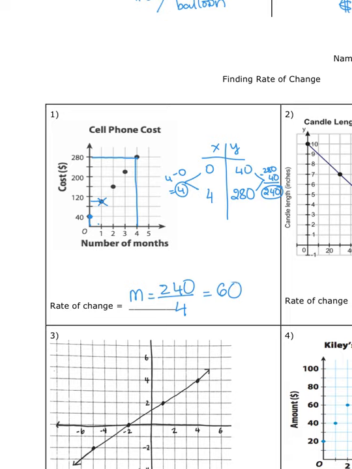Alright, can somebody tell me, is this graph proportional or non-proportional? As you can see, it does not cross the origin. The linear line does not cross the origin. So this is non-proportional.